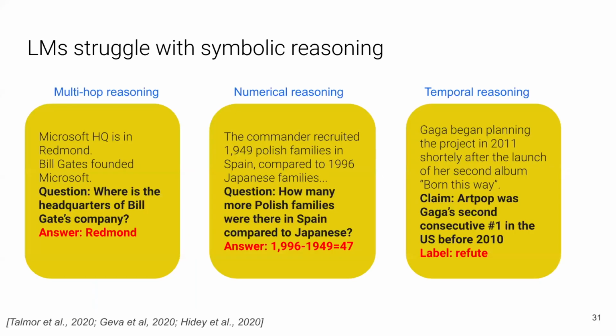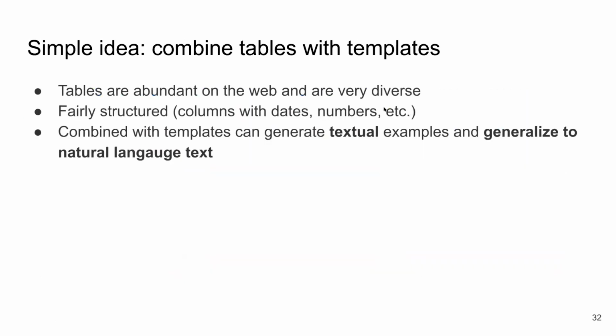Okay. So just as I said, we know that there are caveats, and that pre-trained language models don't really do well in tasks that require symbolic operations like multi-hop reasoning, numerical, and temporal reasoning. And the idea that we had is very, very simple. Tables are very abundant on the web, and they're very, very diverse. They cover a lot of different topics.